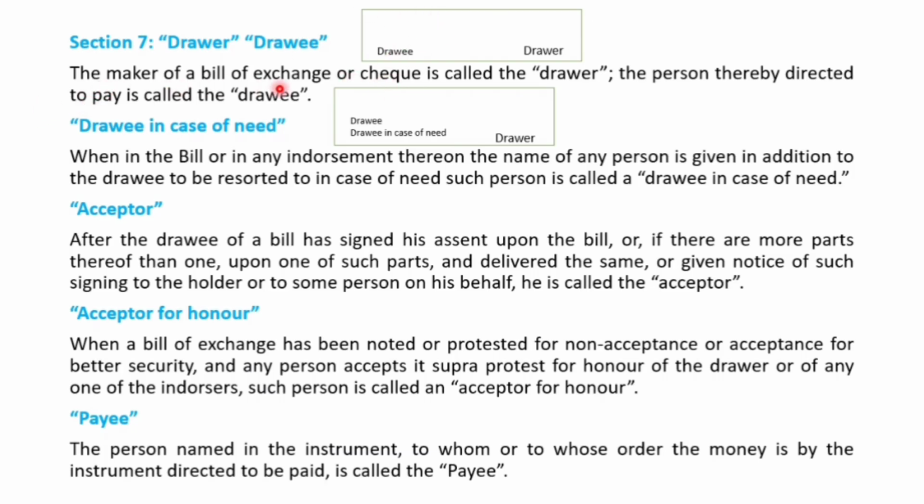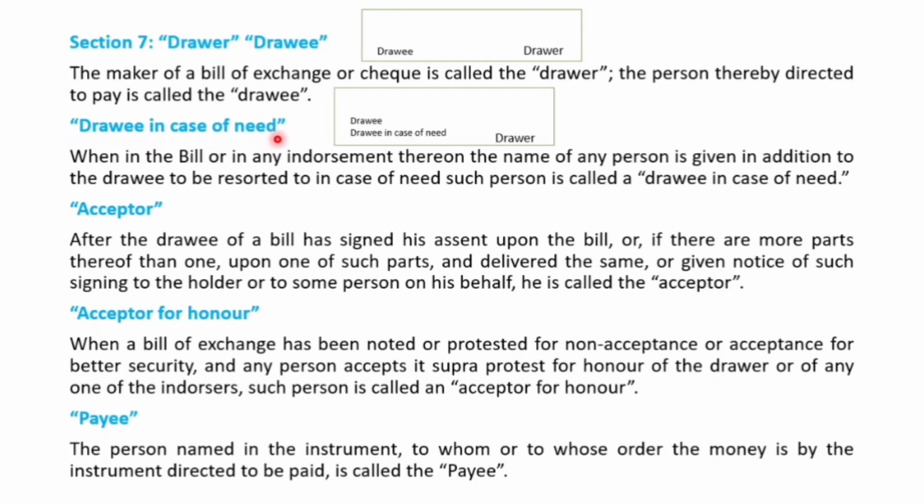Now let's see the words. The maker of a bill of exchange or check is called the drawer. The person thereby directed to pay is called the drawee, and the person named in the instrument to whom or to whose order the money is by the instrument directed to be paid is called the payee. I'll give a simple example: A draws a check in favor of B. In these circumstances, A is the drawer and B is the payee, and the banker whom the drawer mentions or directs is the drawee. That's so simple.